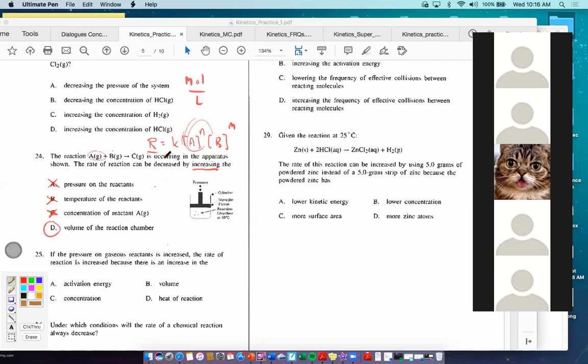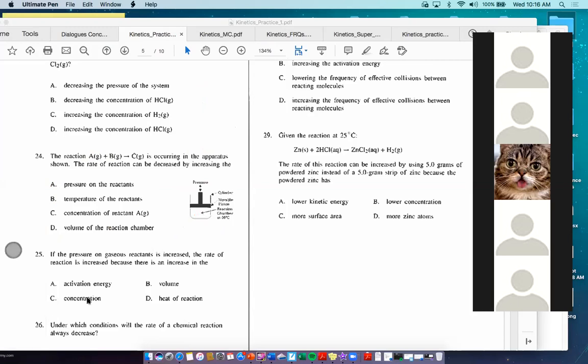Another way of thinking about it is, you guys know that pressure and volume are inversely related. If I increase the volume, I know that the pressure has therefore got to go down. And if the pressure goes down, that represents fewer collisions of gaseous particles. Fewer collisions means slower reaction, okay?